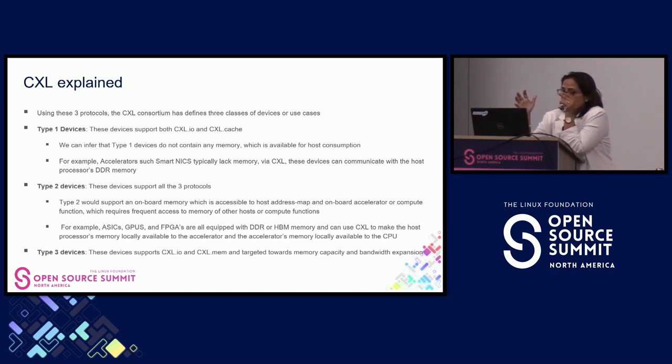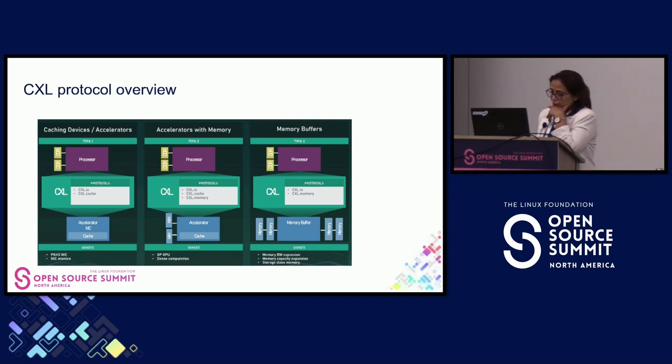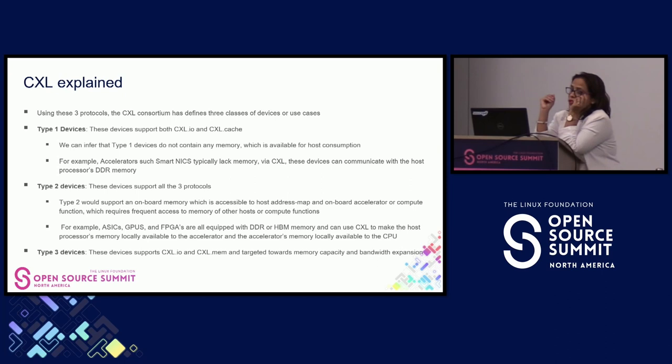Type 2 devices are the devices that support all three protocols. If I can go on to the next diagram, that will help you understand better, where the accelerator has high-speed memory connected to its own, as well as it can access the memory connected to the host. Another, the third type, is the type 3 device. Type 3 devices support the CXL.io and CXL.mem protocols, and basically they target memory capacity and memory bandwidth expansion.